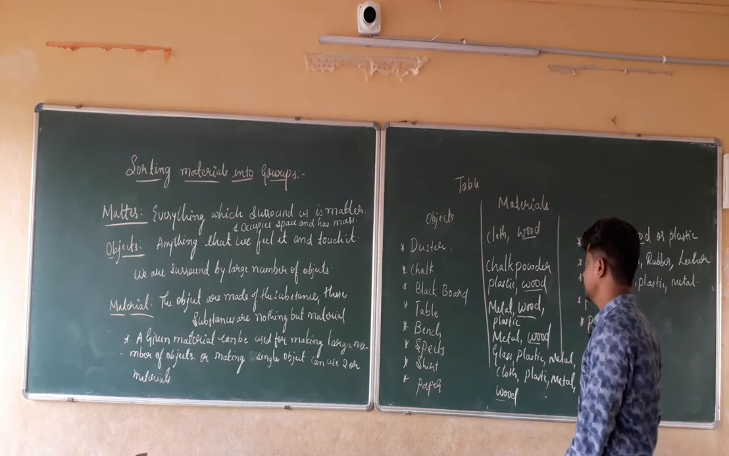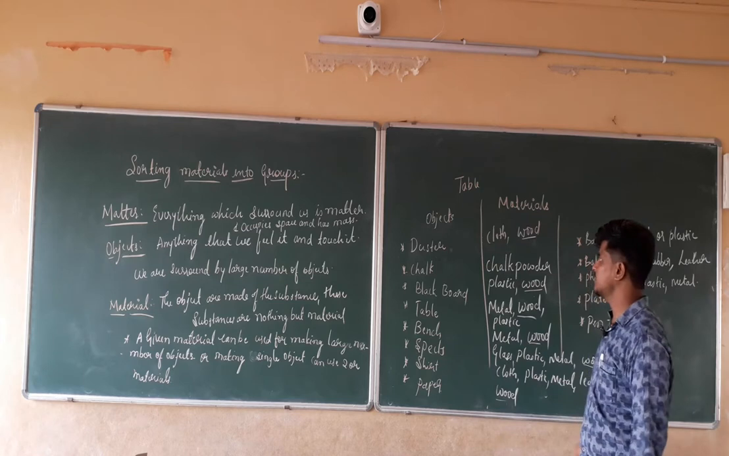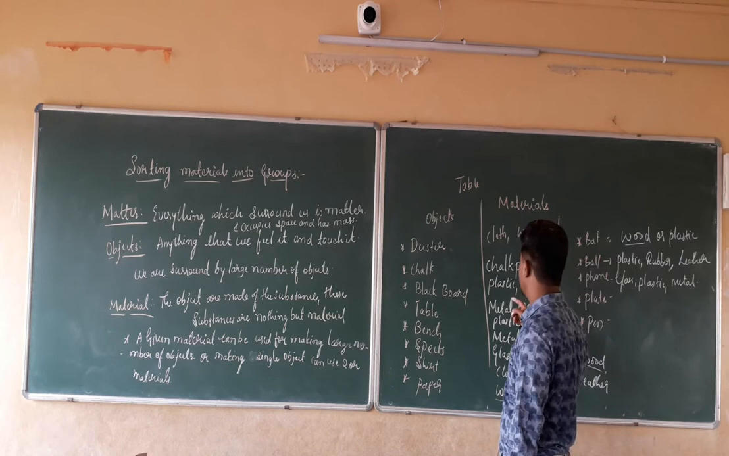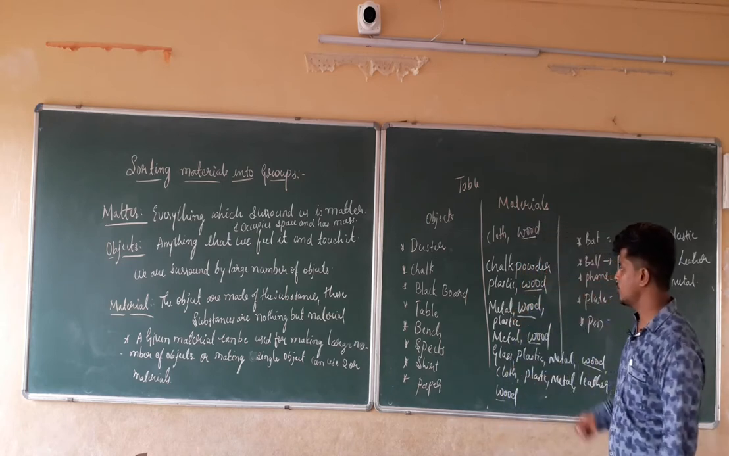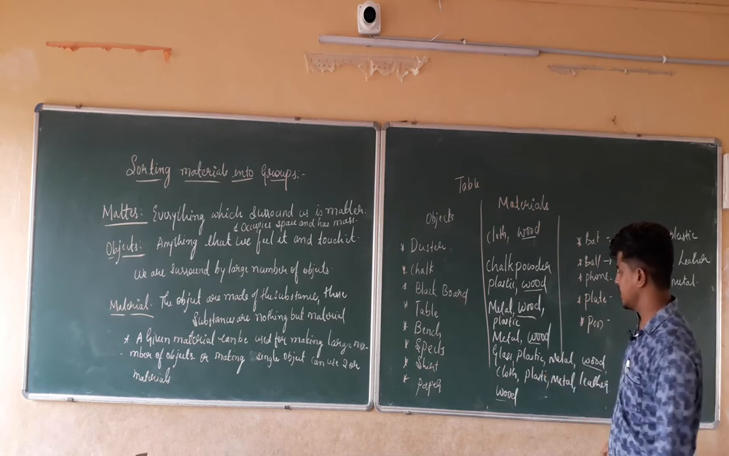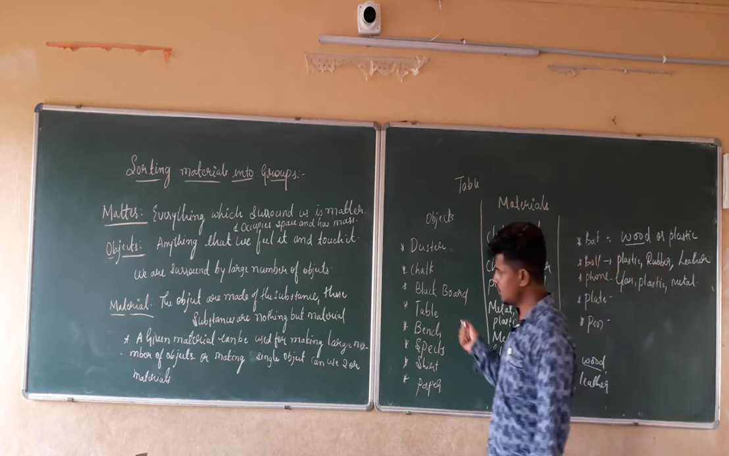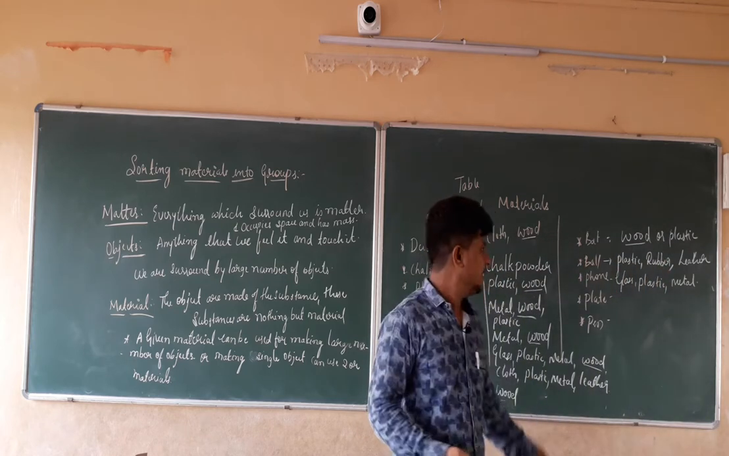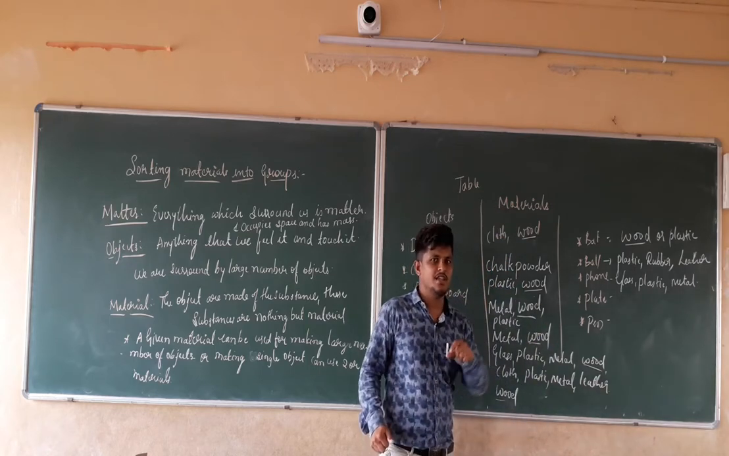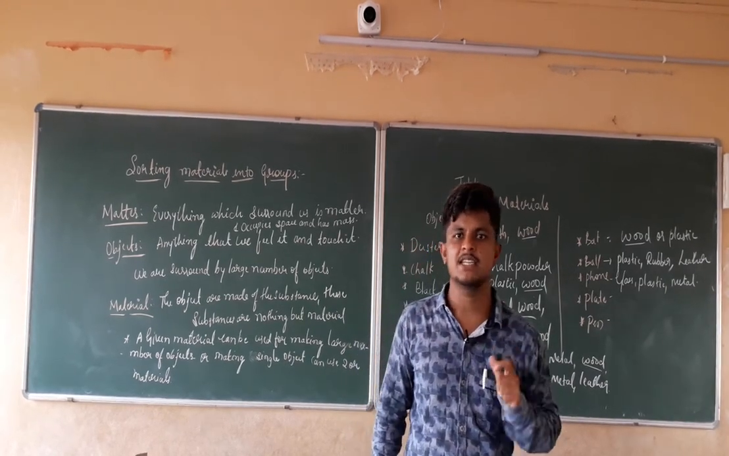In the same manner, if you check the duster, there we are using cloth and wood. If you check the blackboard, we are using plastic and wood. If you check the table, we are using metal, wood and plastic. If you check the spectacles, we are using glass, plastic, metal, wood. So analyzing this table which we made here, we can come to a conclusion that a single object can be made from different materials.